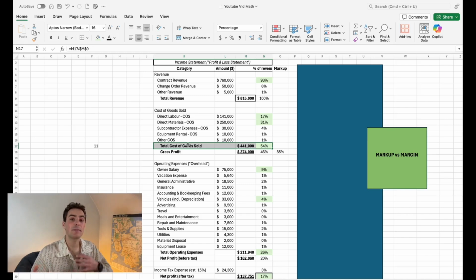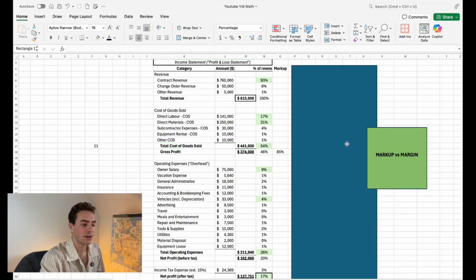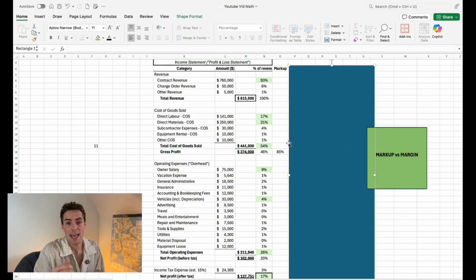Now think back to your pricing formula or the way you like to do pricing. What's your markup? When you price out a job, do you write down your labor, your materials, your subcontractor expenses, and then times it by 2? Do you do 100% markup on your jobs? This right here is going to allow you to see if you're accurate in your markup.